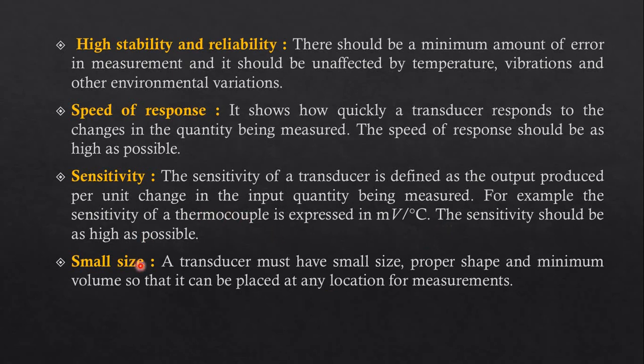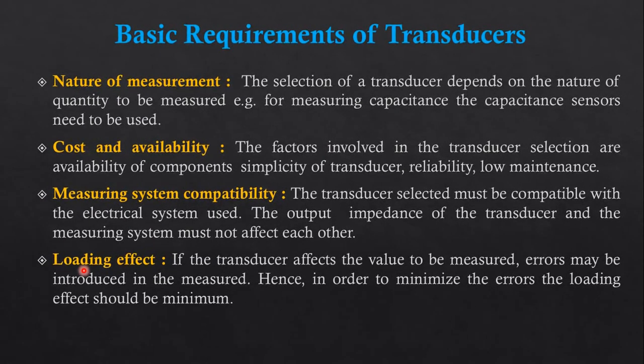Then after small size, a transducer must have small size, proper shape and minimum volume so that it can be placed at any location for the measurements. We can place this transducer at any place because of the small size and compact design. Okay, now next and last point, that is the basic requirements of the transducer. So these are some basic requirements of our transducer, that is nature of the measurements.